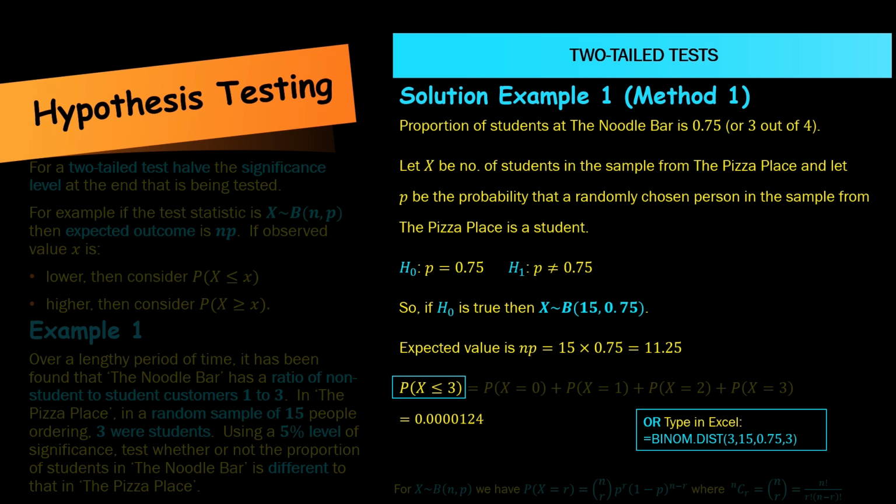Alternatively, we could have typed in Excel equals BINOM.DIST, open bracket, 3 for little x, positioned here, and here, n equals 15, positioned here, and p equal to 0.75, positioned here.